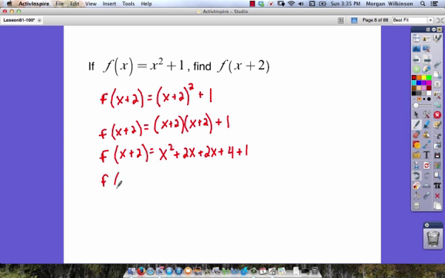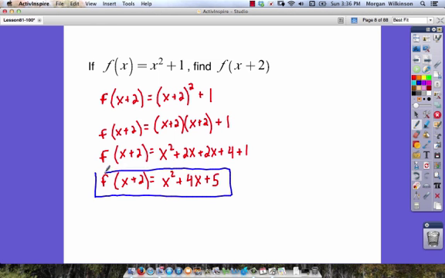Now we can simplify to get our final answer. So we're going to get f of x plus 2 is equal to x squared. And then we have 2x plus 2x, that must be 4x's. Plus 4 plus 1, it's going to give us 5. And we've got our final answer. So we can go ahead and report it like this. The value of the function when x is equal to x plus 2 is x squared plus 4x plus 5. Let's move on to the next question.